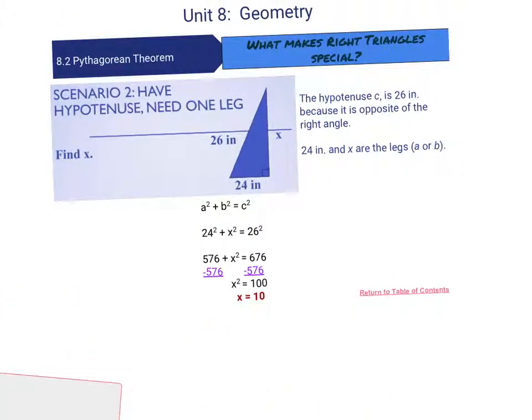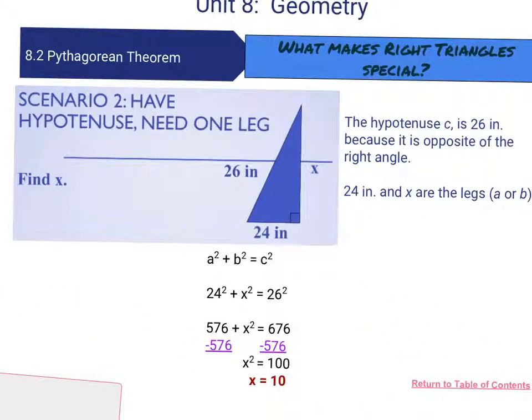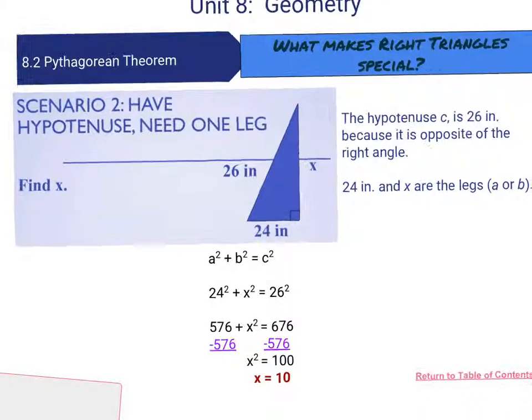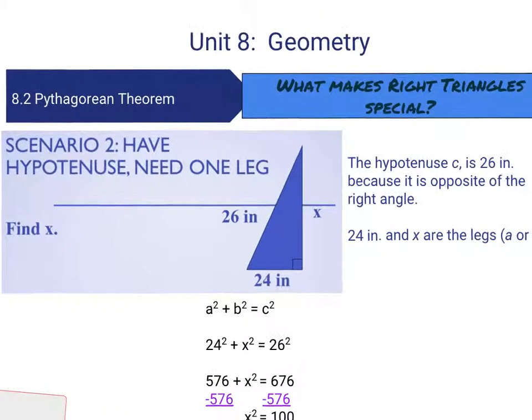So this is the other scenario where you get a leg and a hypotenuse and they ask you for another leg. What's the only difference between this scenario and the previous one? Yeah, you have to solve the equation by subtracting and then taking the square root. So this is your 8.2.